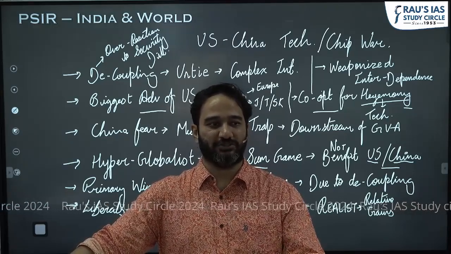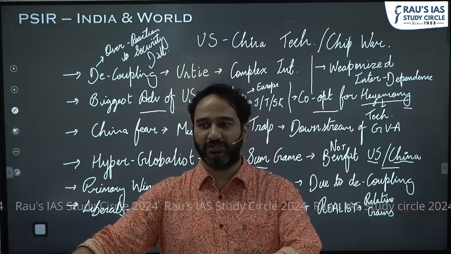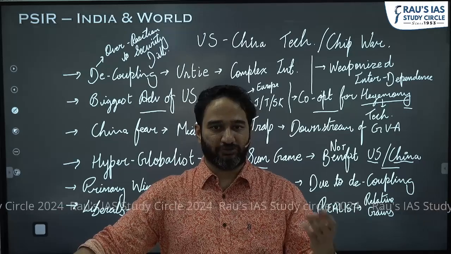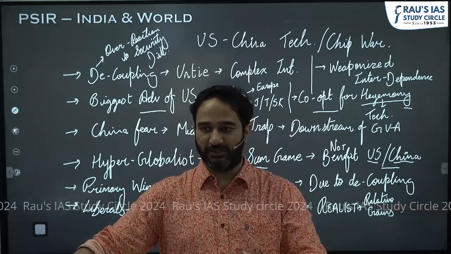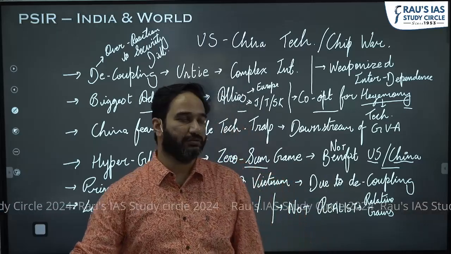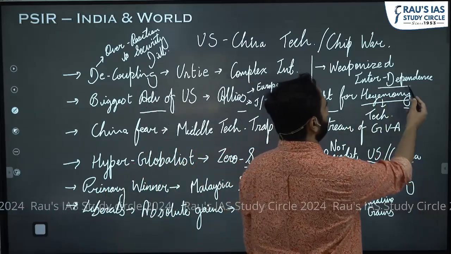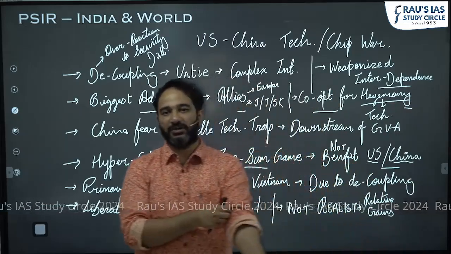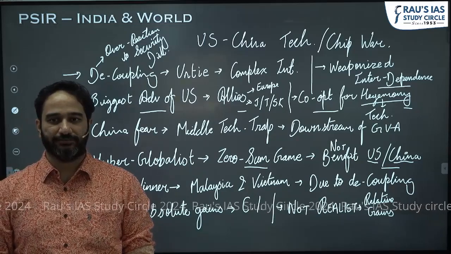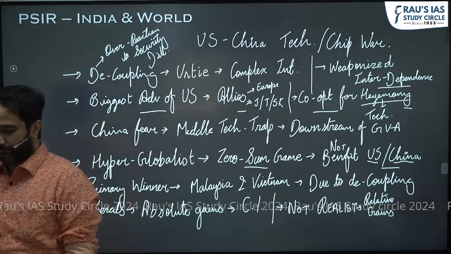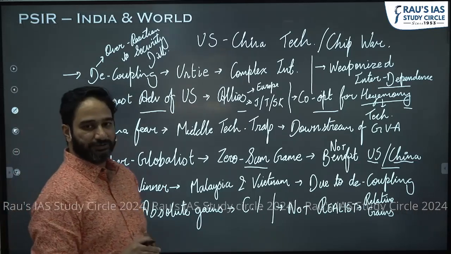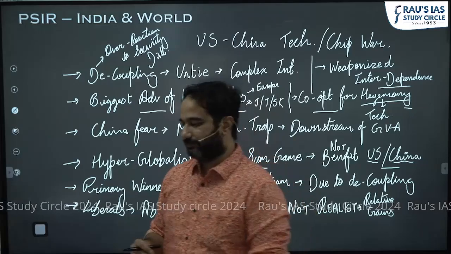What would have happened in that situation? India would not have enriched uranium. India would not have been able to build nuclear weapons. So you're trying to use your economic interdependence to influence other countries. And this is what the Americans have done in relation to China also, that they have weaponized their interdependence. Any thoughts on this? Any doubts? Write down the next point.